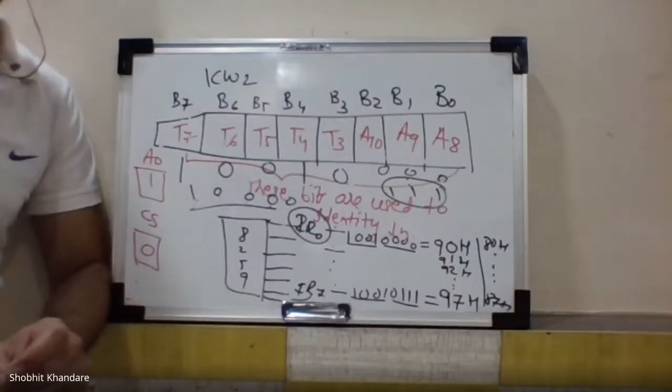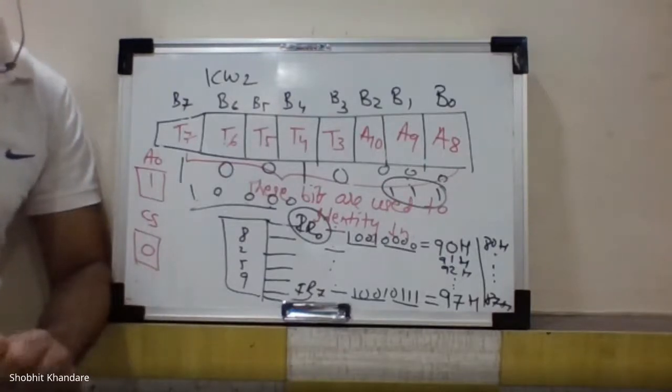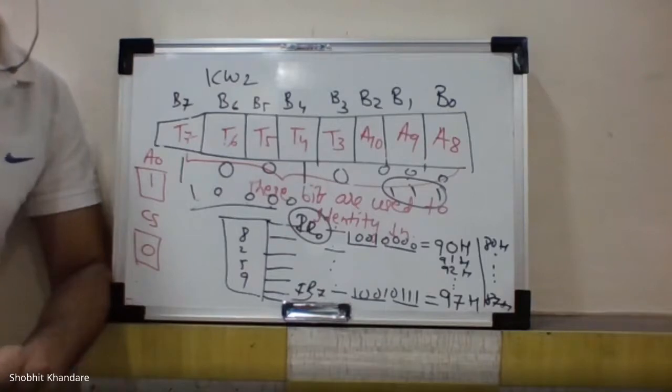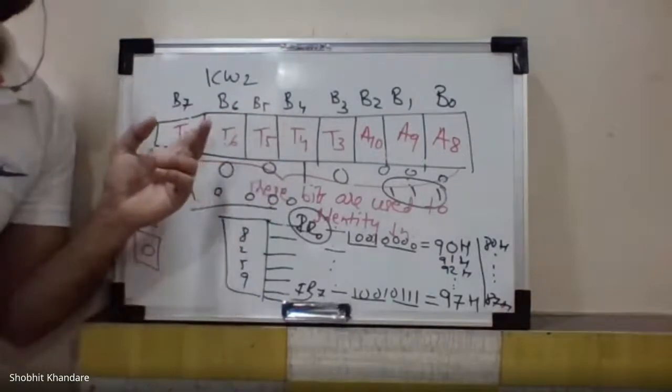Last sentence. The binary code inserted in the lower three bits for interrupt request IR0 to IR7 are 000 to 111. Okay, and these 5 bits are programmable.